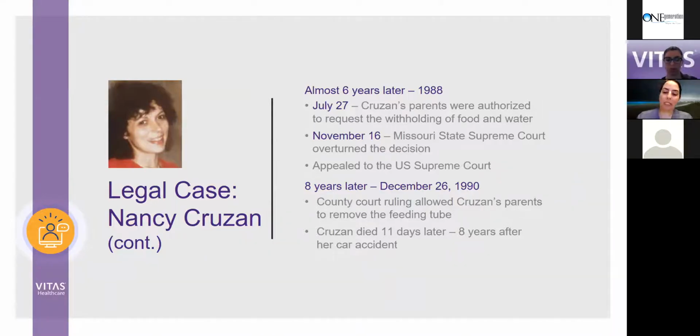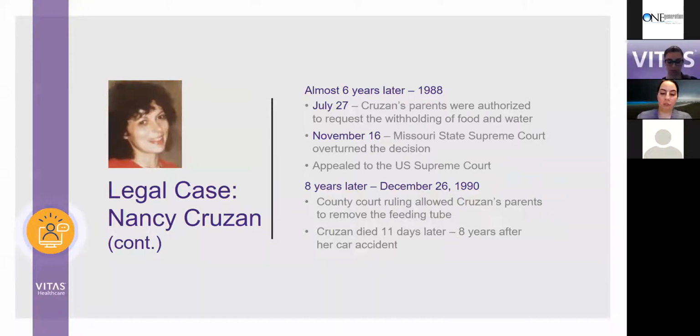On November 16th of 1988, in a 4-3 decision, the state Supreme Court overturned the lower court's decision, holding that there was no legal authority to grant the parents' request. So the family appealed to the United States Supreme Court. On August 30th, 1990, Cruzan's parents asked Judge Teel for a second hearing, saying that they had new evidence that their daughter once indicated to 3 people she would rather die than live in her present condition.